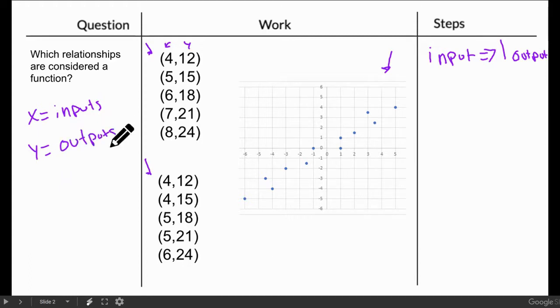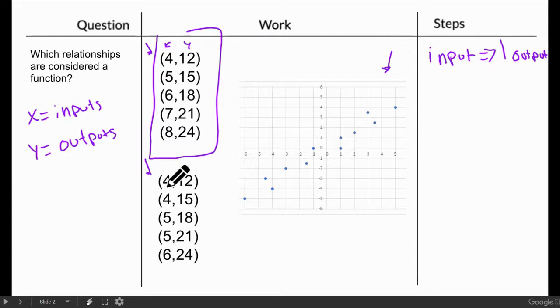So in this case here, we look through this first set of numbers. We have 4, 5, 6, 7, 8 as our inputs, and they give us our outputs of 12, 15, 18, 21, and 24. Each input on the left here gives us its own output, which is great. So this one here, function.